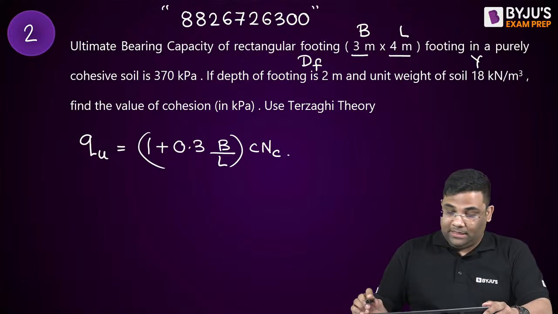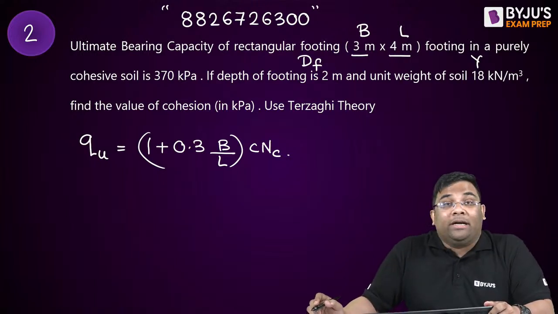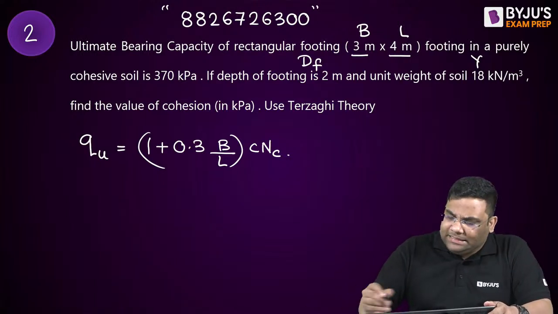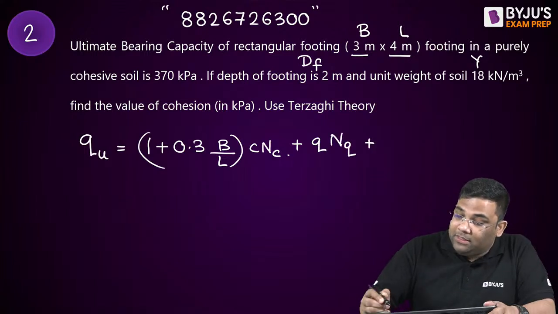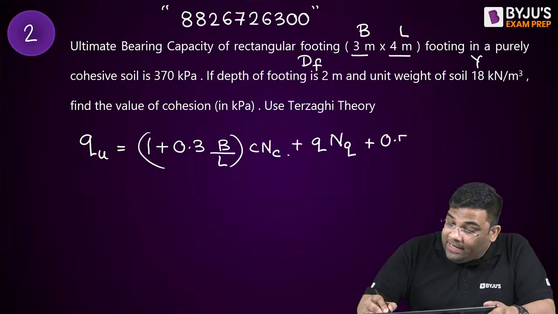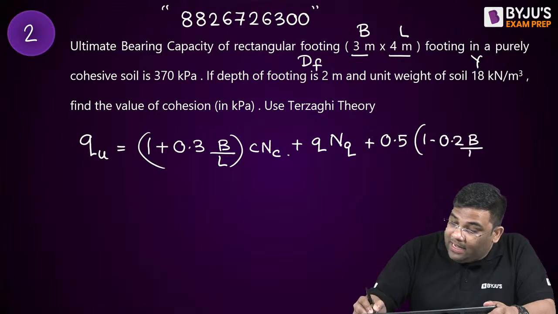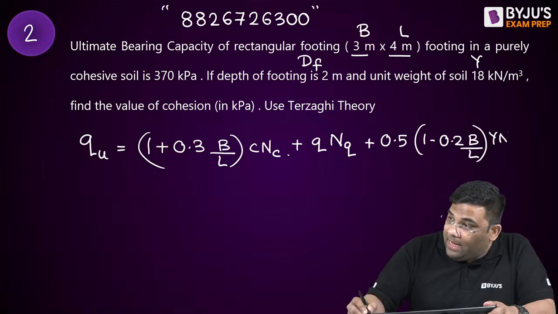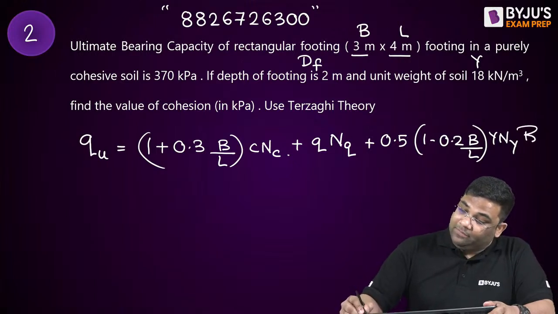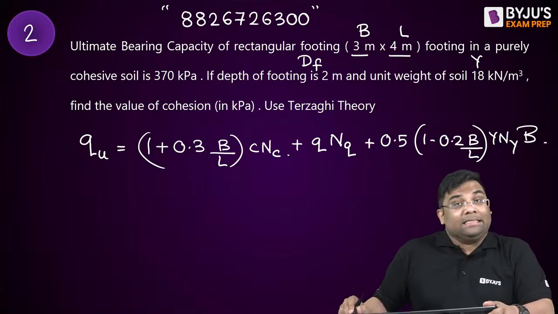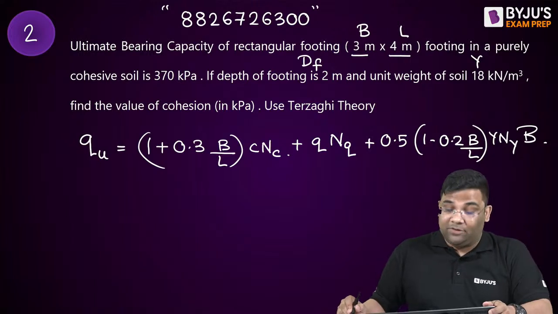Let us come back to this equation. This is 1 plus 0.3 B by L, C Nc, plus what? q Nq, plus what? Remember, 0.5, 1 minus 0.2 B by L, gamma N gamma into what? Your B. Santu has found out, let us see if it is correct or not. Most probably it is correct, but let us have a check.